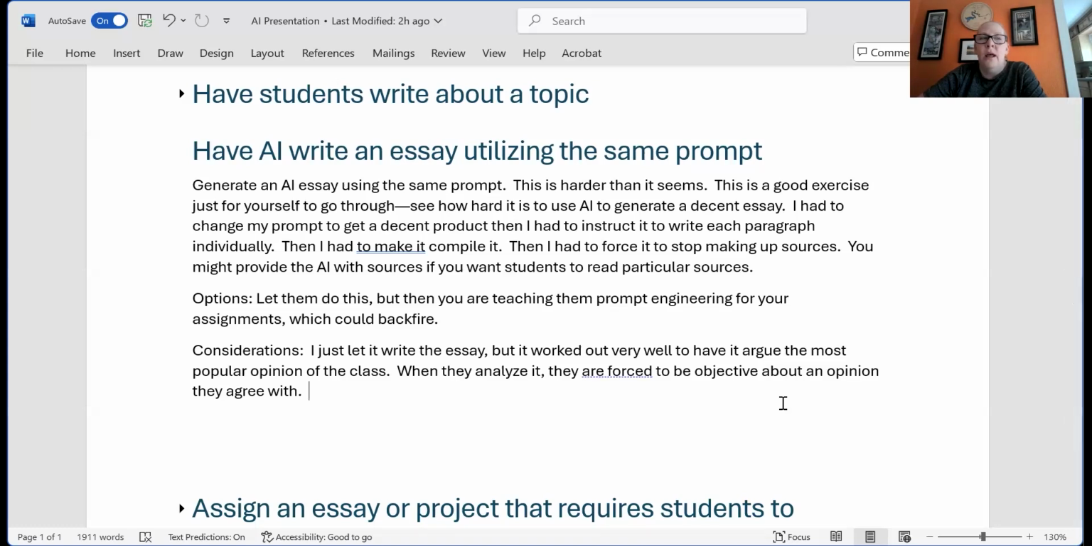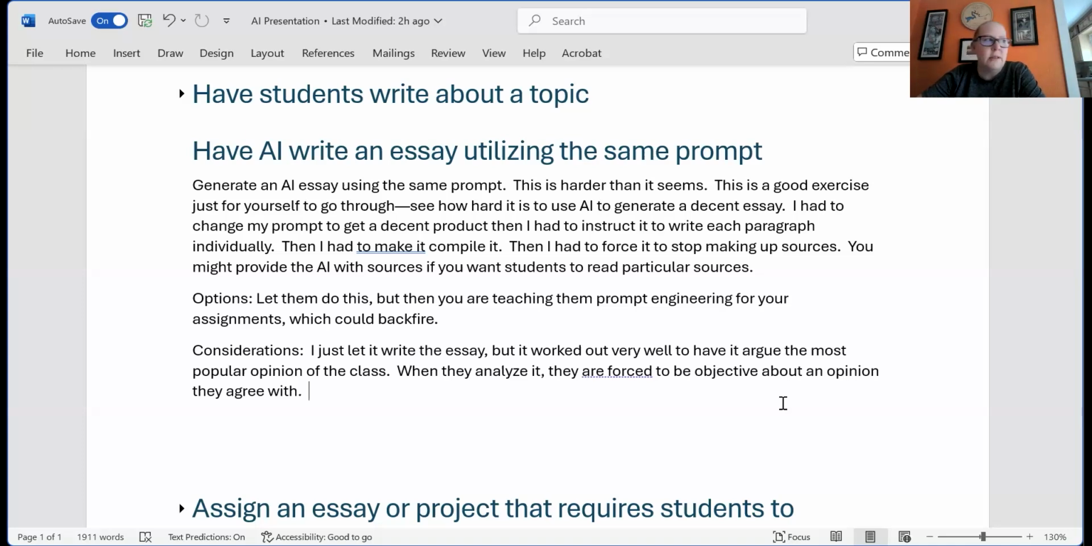This happened by happenstance, but I was glad that the essay it produced matched the opinions of most of the people in the class. Because what I was going to go on and have them do is analyze the logic and the quality of the arguments. And it turned out to be really beneficial to have the AI write an essay that agreed with them, and so aligned with their opinions.